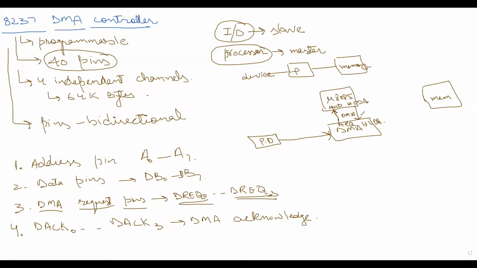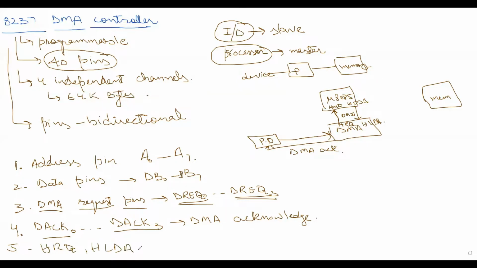So after receiving the acknowledgement from the microprocessor 8085, the DMA controller then sends the acknowledgement to the peripheral device through one of these pins. So it is DMA acknowledgement. Then we can do the data transfer. Okay, so apart from these pins, what are the other pins? As I said, there are the HRQ and HLDA pins.